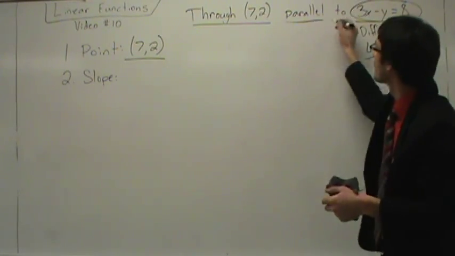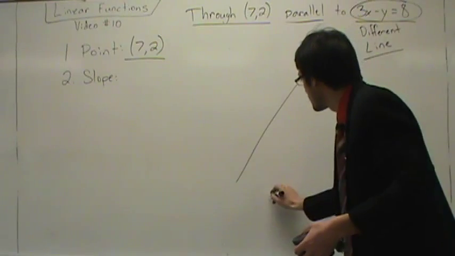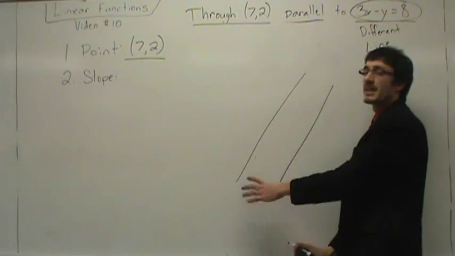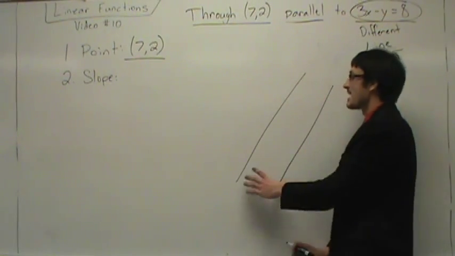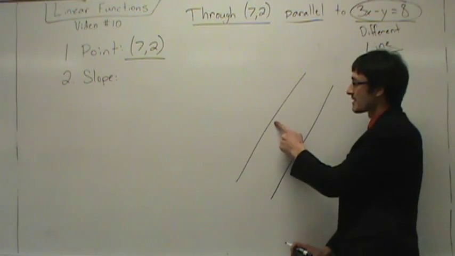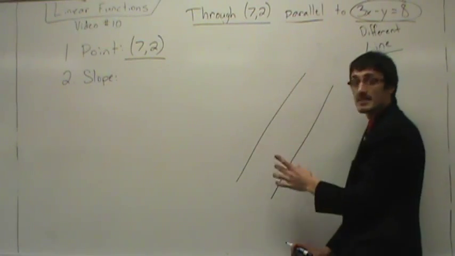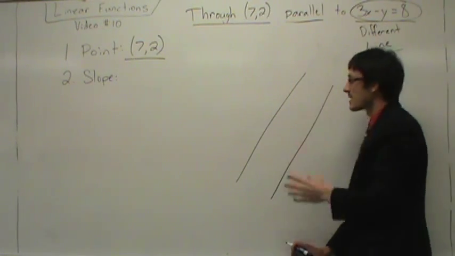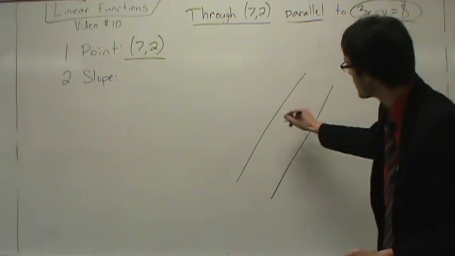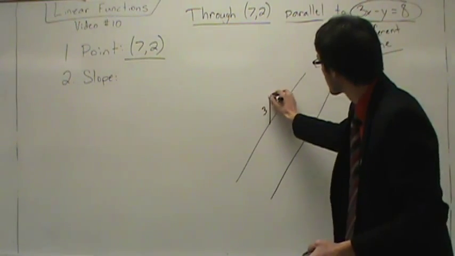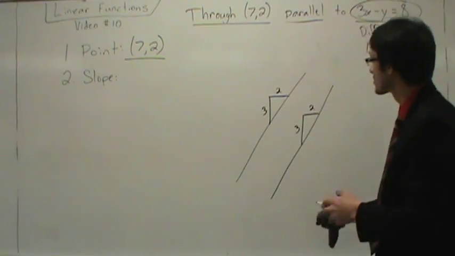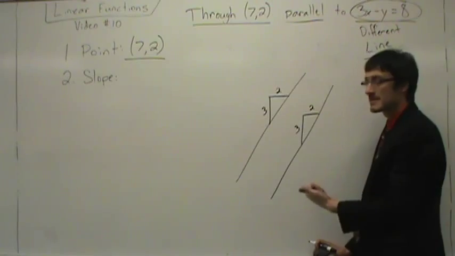Now let's talk about parallel for a moment. If I draw two lines that are parallel, well, first off, what does parallel mean? Parallel means that the lines never touch, they never intersect. They're parallel to one another. Question: does this line have a positive or negative slope? Hopefully you say positive slope. It's rising uphill. This line also has a positive slope. If we have parallel lines that never intersect, can you see that the slopes are the same? If you go up 3 and right 2, is that the same as going up 3 and right 2 on this line? So parallel lines have the same slope.